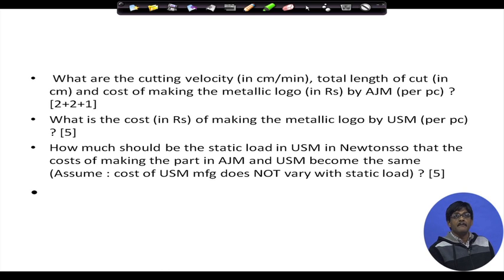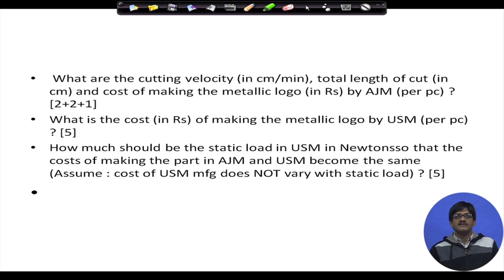It should be what is the maximum cutting velocity? You might be cutting slowly, so what is the maximum? Next, what is the cost in rupees of making the metallic logo by USM?